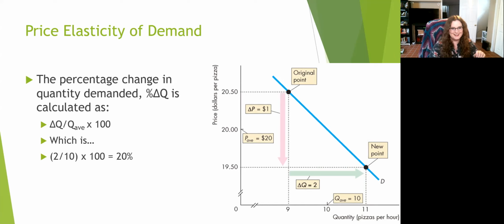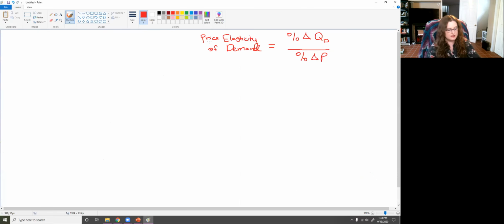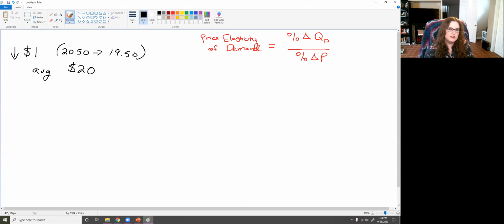Okay, let's go back to our equation, right? Because we had that fun equation of our price elasticity of demand. Well, how about we just kind of work this out step by step here. So what do we know? Let's write what we know on the left. We know that we dropped the price by $1. So it went from $20.50 to $19.50. That means our average price is going to be $20.